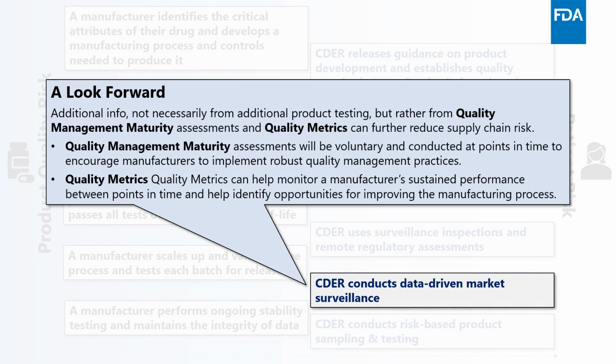A final note and a look forward. Additional information, not necessarily from additional product testing, but rather from a manufacturer's use of additional tools such as quality metrics and quality management maturity assessments, can further reduce supply chain risk. Quality metrics can help monitor a manufacturer's sustained performance between points in time and help identify opportunities for improving the manufacturing process. Quality management maturity assessments will be voluntary and conducted at points in time to encourage manufacturers to implement robust quality management practices.